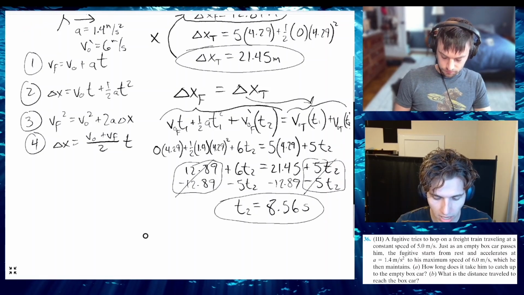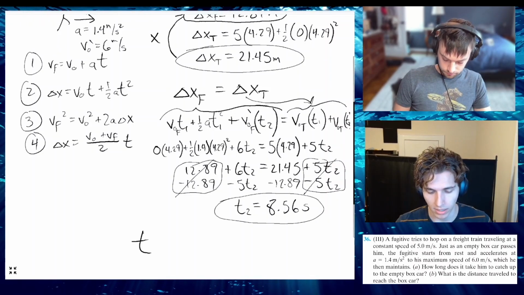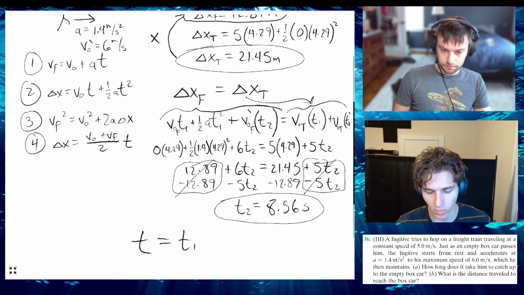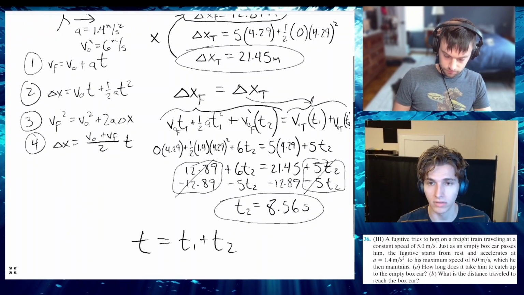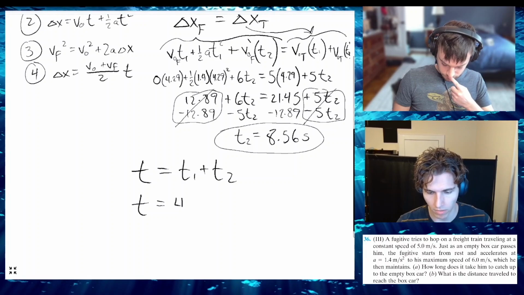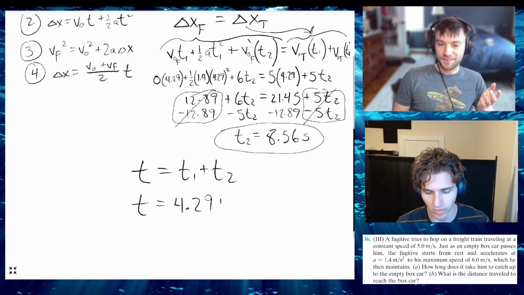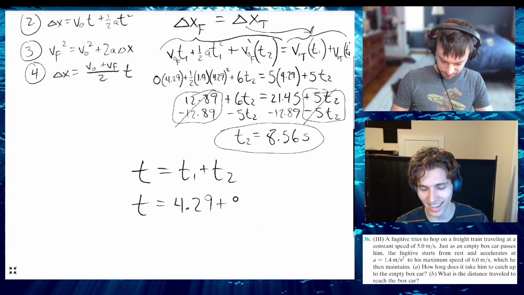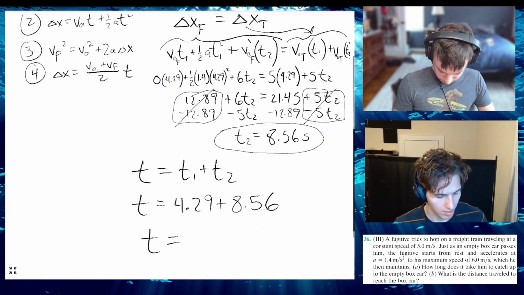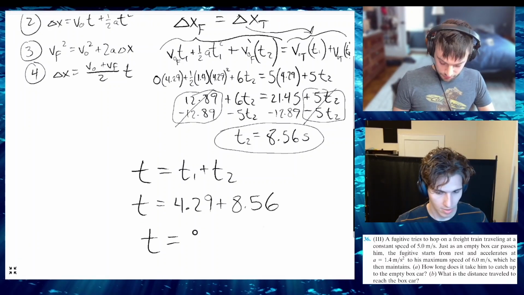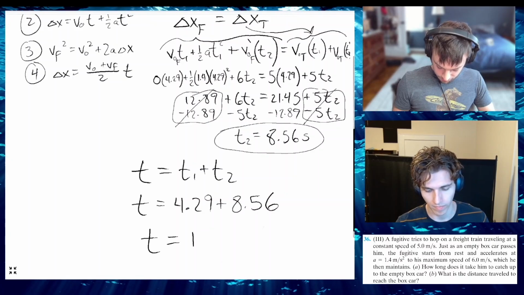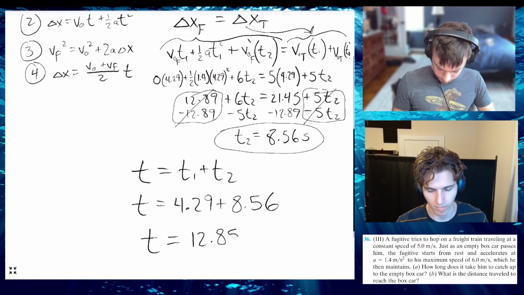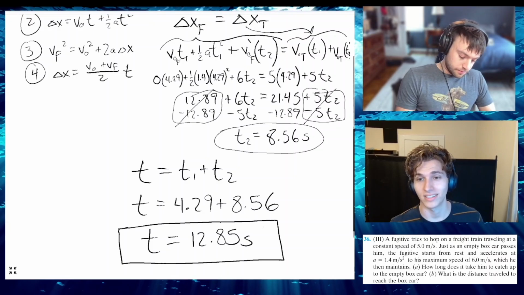So our total time, I'll just call it T, is equal to T1 plus T2. So T1 was 4.9. Yeah, exactly. Okay, so we have that. Go ahead and calculate the total time. That would be 12.85 seconds. Nice. Awesome. Is this making sense?